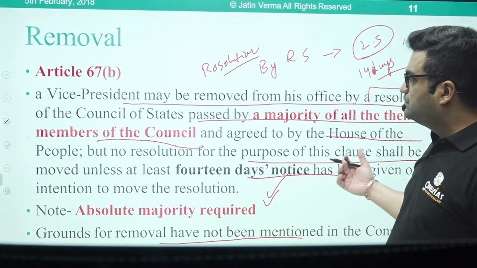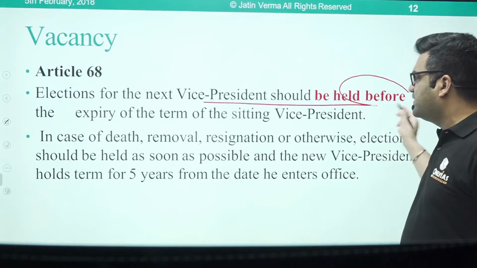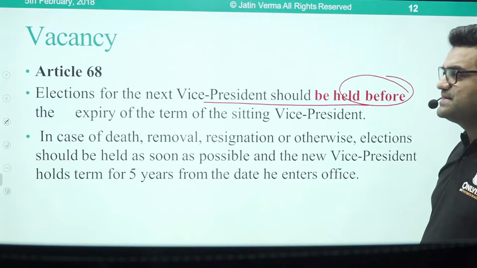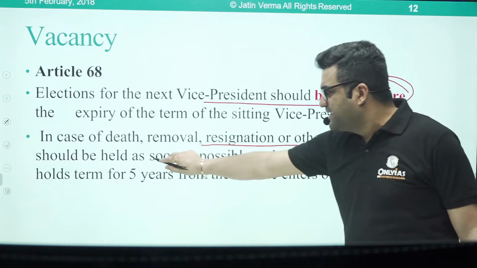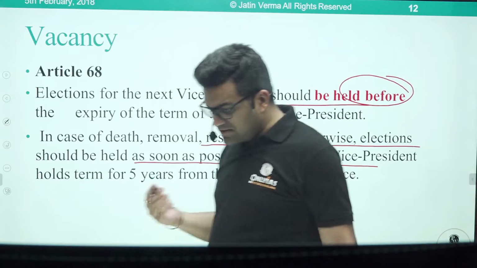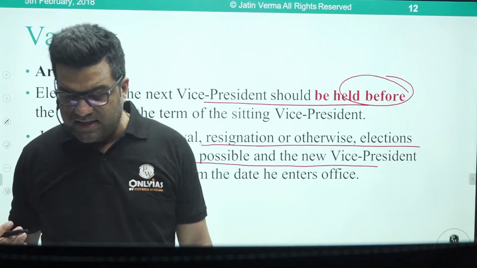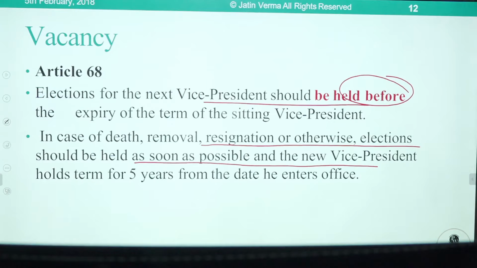Now Article 68: if any vacancy arises, the election should be held before the expiry of the term of the sitting vice president. In case of death, removal, resignation, otherwise, it says that election should be held as soon as possible. In case of the president, the process of electing the new president starts 6 months before the retirement of the incumbent, the existing president. That kind of a criteria is not here for the vice president. Clear? Okay, so these things are there.